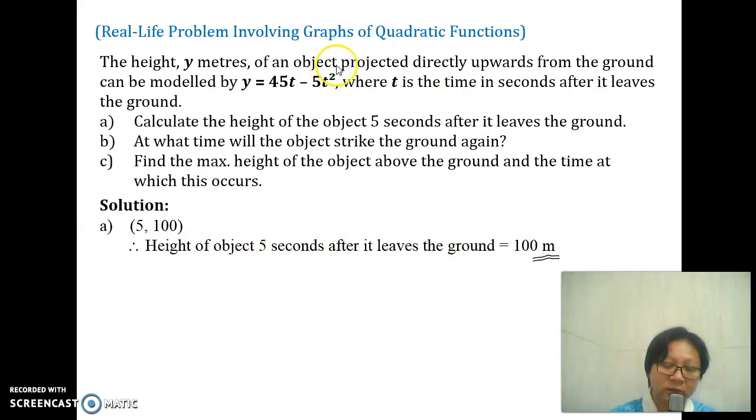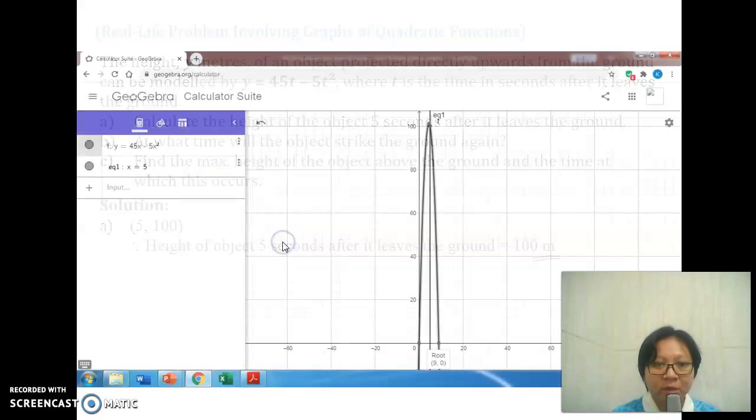Please do not use the algebraic method or substitution. From the previous assignment, I found some students using the algebraic method, which is substituting t equals 5 into the equation. We are not going to use that. We are going to use the graphical method. If you're still using the algebraic method, then I'll reduce your score.